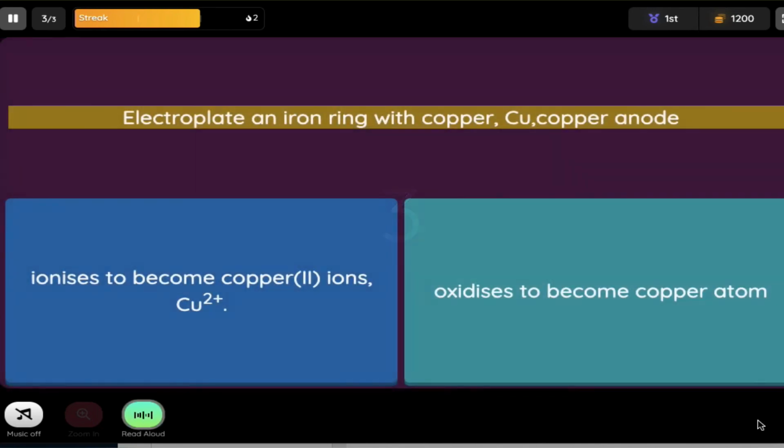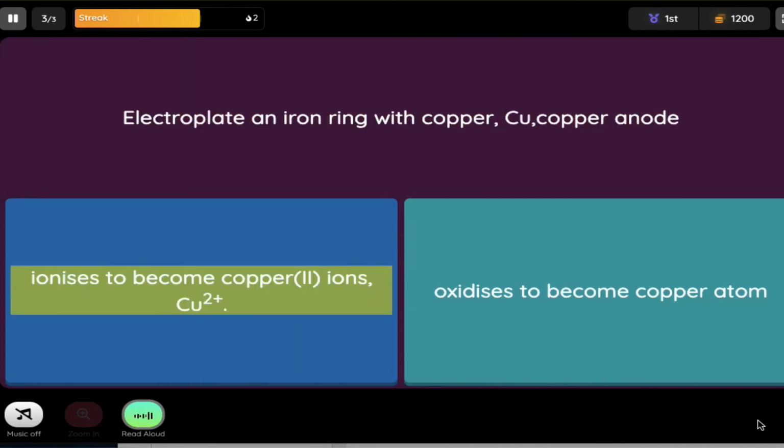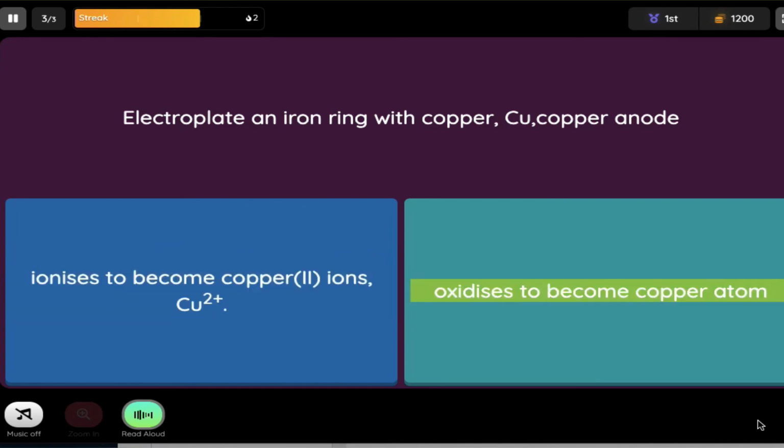Question. Electroplate an iron ring with copper. The copper anode: Option 1. Ionizes to become copper 2 ions, Cu2+. Option 2. Oxidizes to become copper atom.